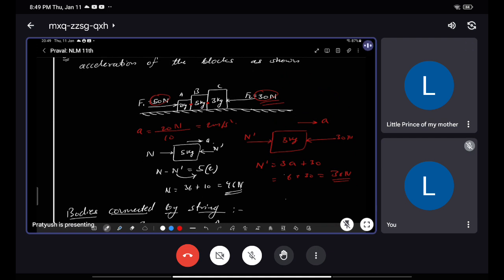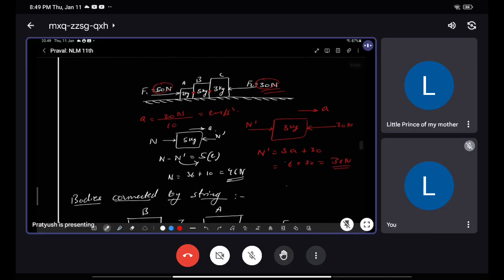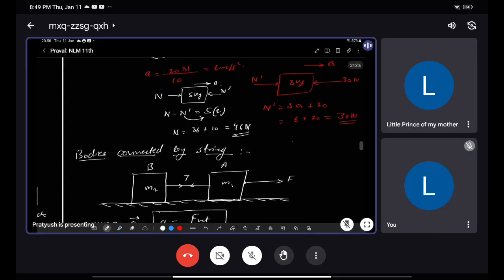Okay, now when we draw the FBD, we'll get two equations and two variables. From that we can easily solve it. Okay. Now next is body connected by string.